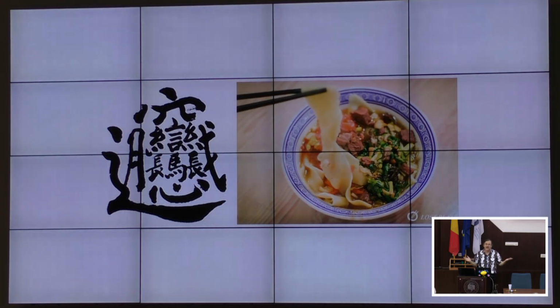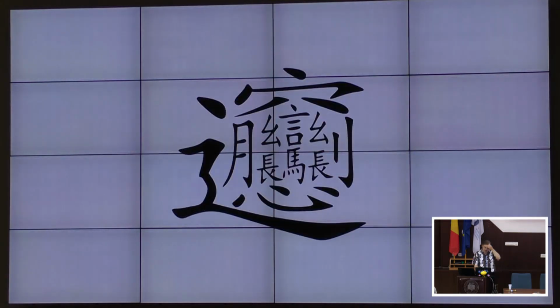But it's not a Unicode character. They haven't decided to put it in. I guess it's too commercial or something.